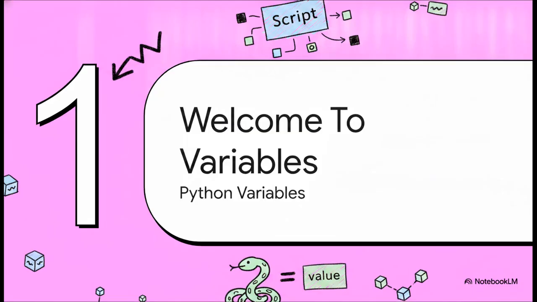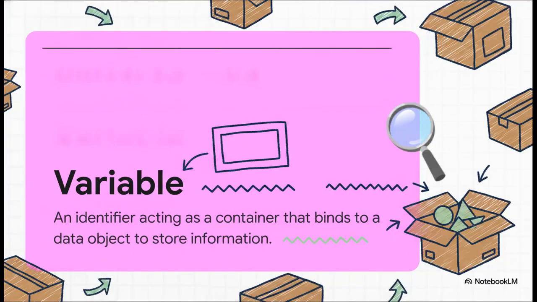All right, Section 1. Welcome to Python variables. So what exactly is a variable? Technically, it's an identifier acting as a container. Under the hood, Python works by binding names to data objects. But for right now, just think of a variable as a labeled storage box. It's like a giant puzzle piece. The variable name is the label you scribble on the outside of the box, and the stored value is the actual information you tuck inside it.